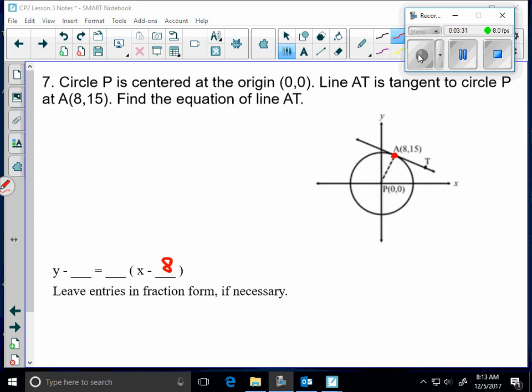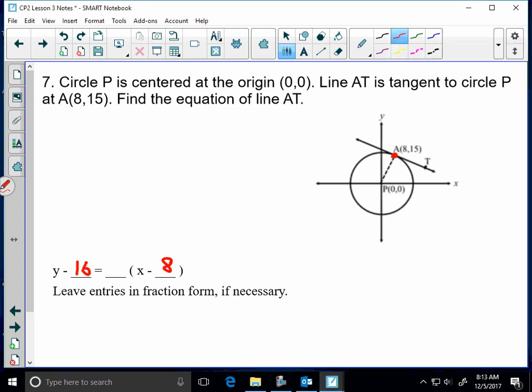Okay, for you children, we're going to try to come up with the equation of the line AT. I know one point on the line is (8, 15), so I can plug those in. Now all I have to do is find the slope. What do I know the slope will be perpendicular to? This slope will be perpendicular to this slope, right? Because it's a radius and a tangent. So how do I find the slope of the red line? Well, I take the 2 points. So the slope of line OA would equal change in y over change in x.